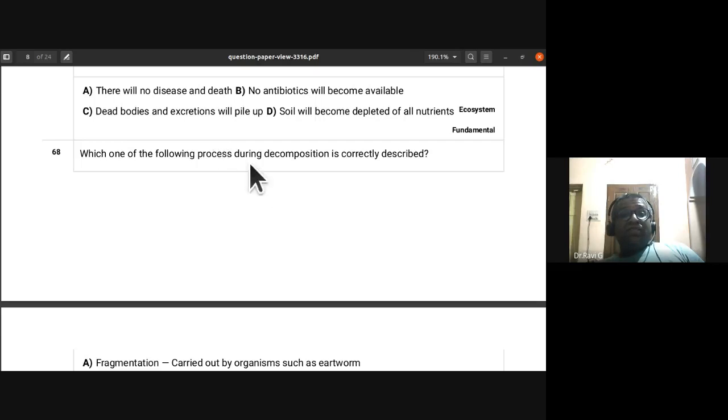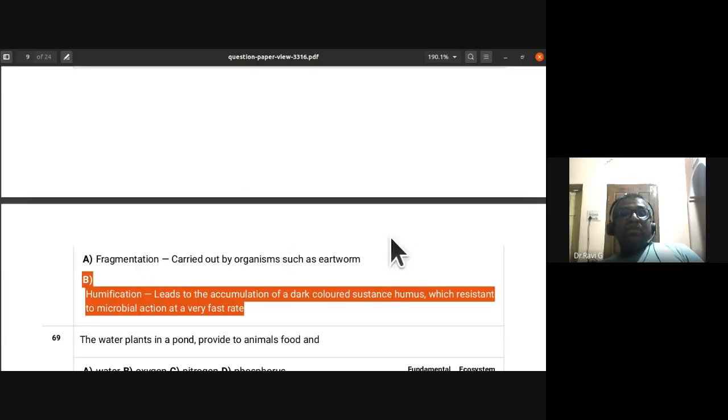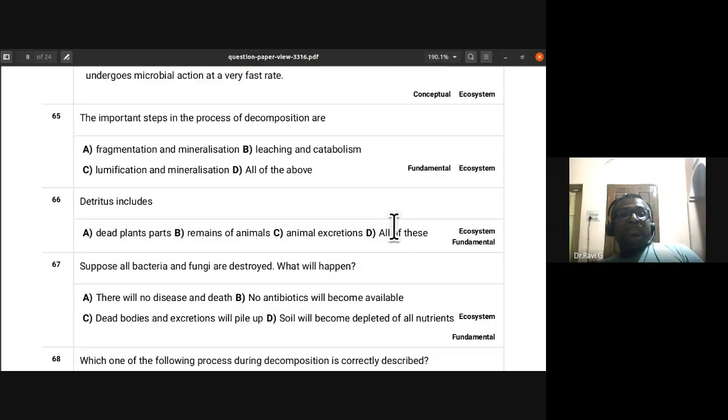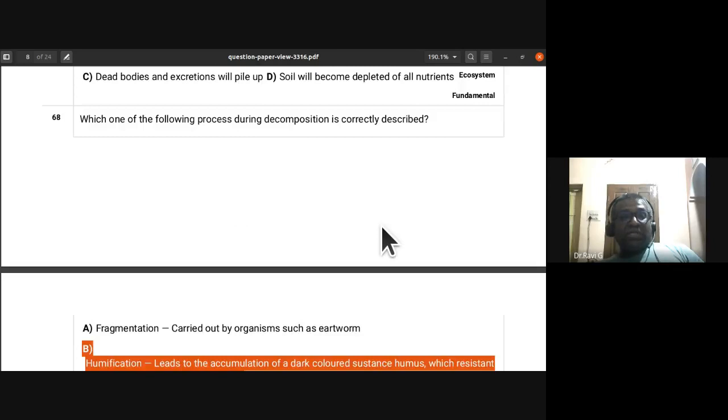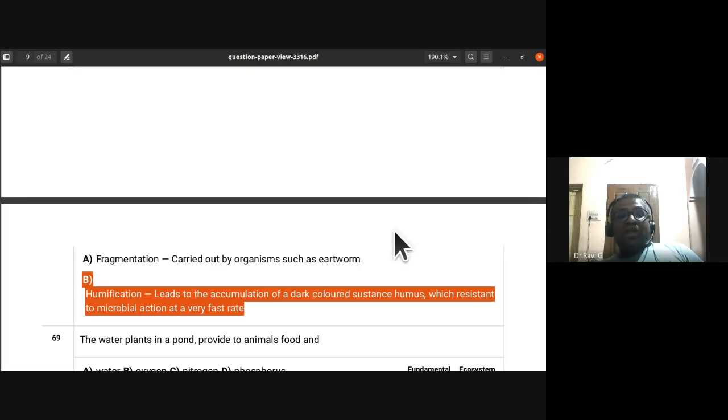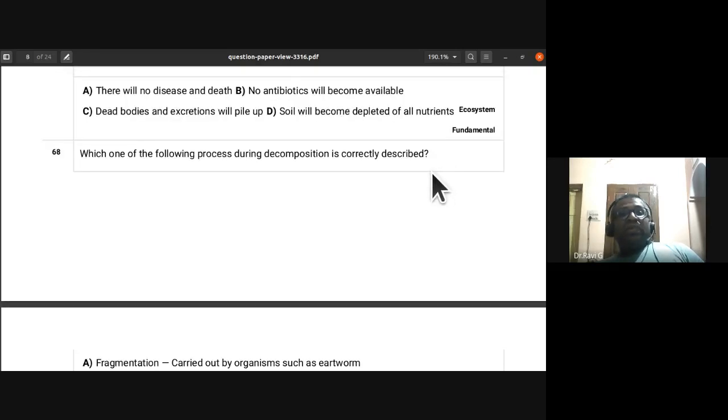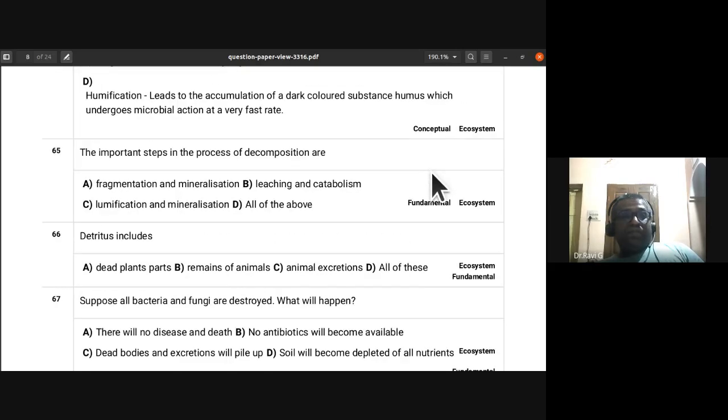Which one of the following processes during decomposition is correctly described? Here we are not talking about fragmentation as an important process. Humification leads to the accumulation of dark colored substance humus, which is resistant to microbial activity.